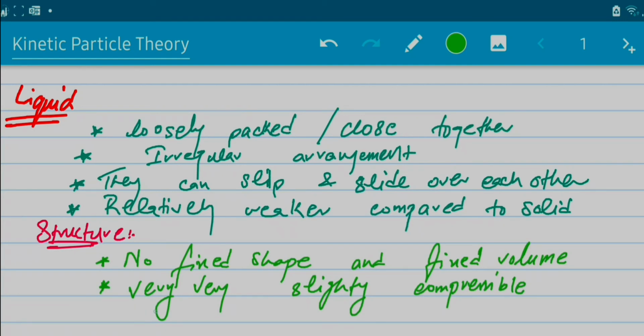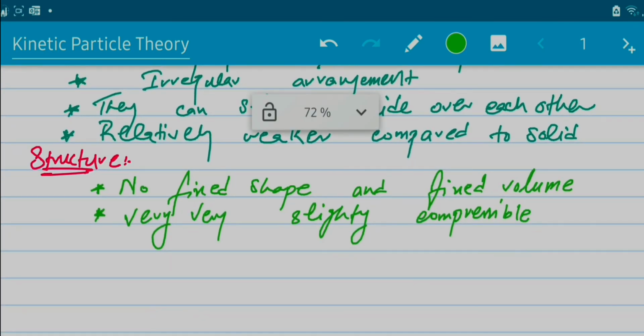The second one states that they are very slightly compressible. For instance, if we compress water, to some extent we can, but at the end there's a point that comes where we cannot compress more. So that also states that they are very slightly compressible.